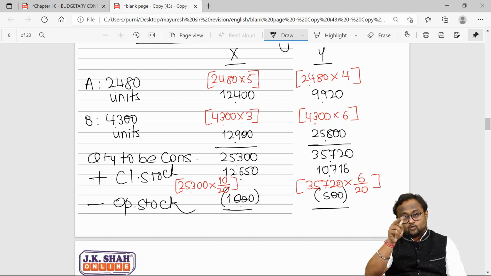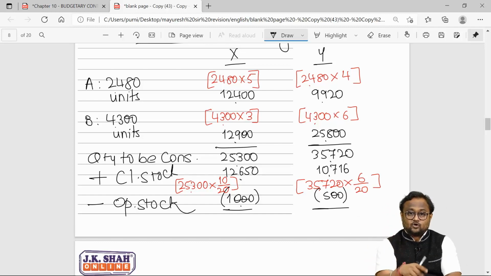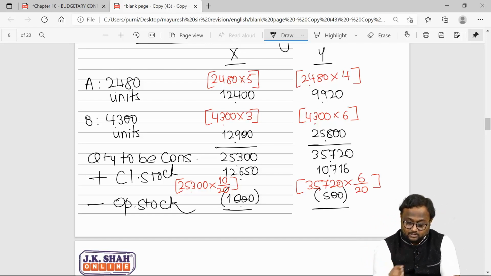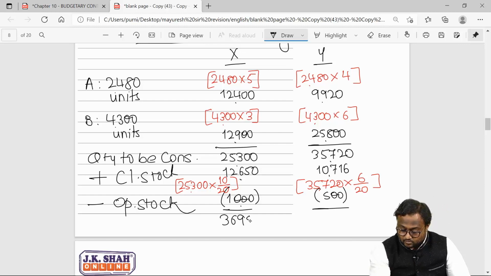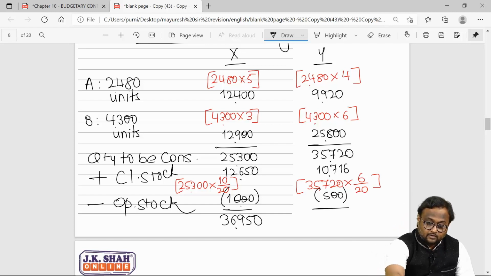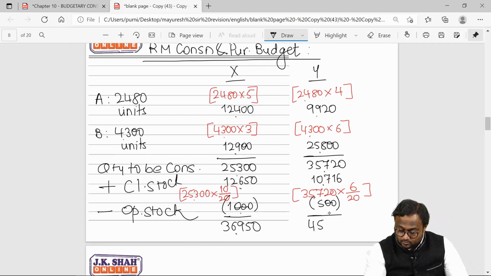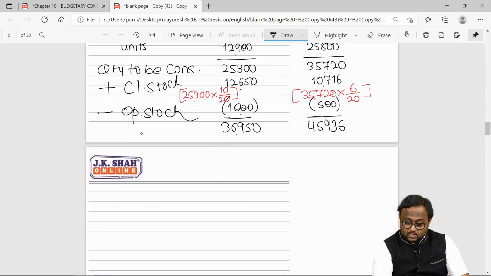Have you understood this? Your consumption is of 20 days. You want to maintain 10 days and 6 days consumption in the stock. Okay. So 25,300, 12,650 minus 1, 36,950, and 35,720 plus 10,716 minus 500, 45,936. This is what I need to purchase.